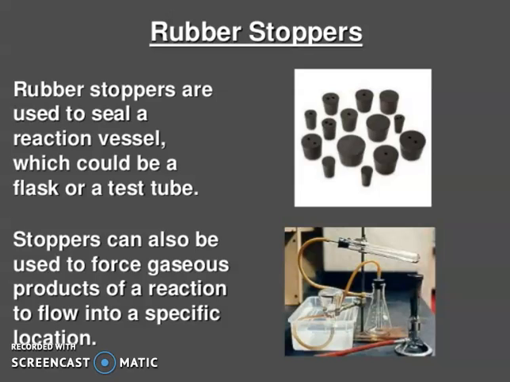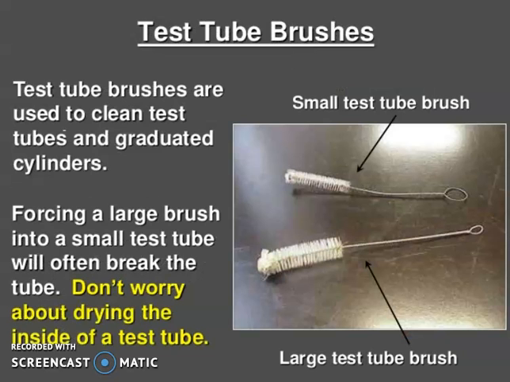Now, rubber stoppers. Rubber stoppers are used to seal a reaction vessel, which could be a flask or test tube. A stopper can also be used to force gaseous products of a reaction to flow into a specific location. You can see here.